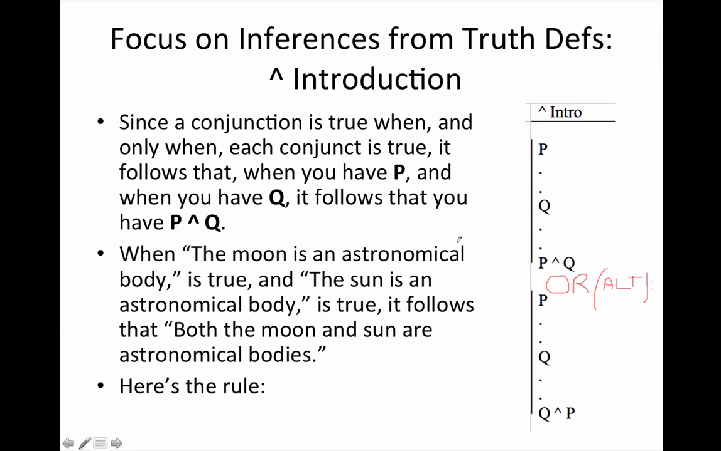In other words, any two sentences that are on two separate lines of a sequence can be conjoined, justified by the rule conjunction intro. So here's an example. The moon is an astronomical body and the sun is an astronomical body. We can conjoin those two sentences to conclude, therefore, both the moon and the sun are astronomical bodies.